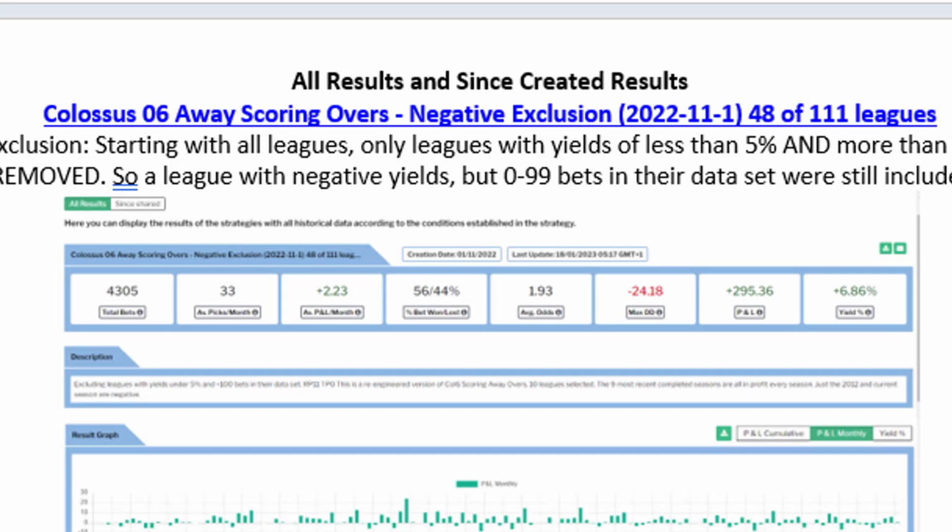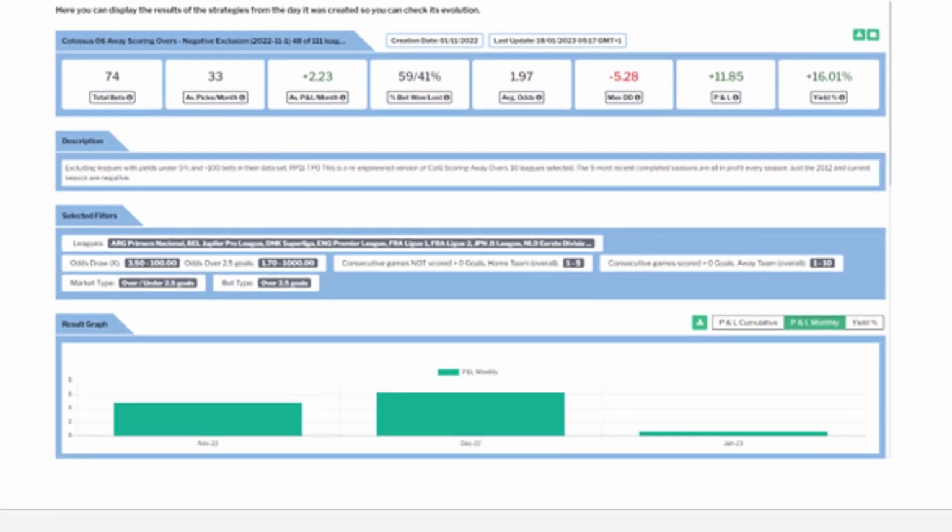And over the past 3 months, it's win-win-win, 3 months of profit. And I think that's really interesting, and I'm a little bit happy about that. You know, I like the negative exclusion beating the positive inclusion because it makes more sense logically to me. As I said, less chance of data mining, less chance of picking the winning leagues, less chance of human error. So in the last 3 months, it's made 11 points profit with a 16% yield. The win rate is 59%, and that's after 74 bets. So we have a lot more data here, so these numbers become a bit more meaningful.